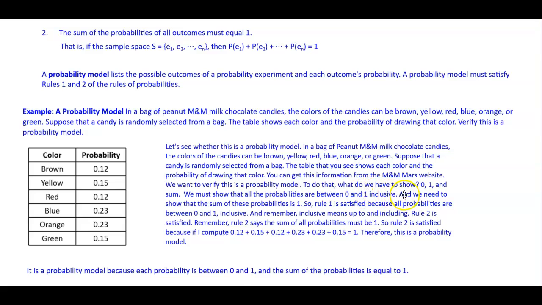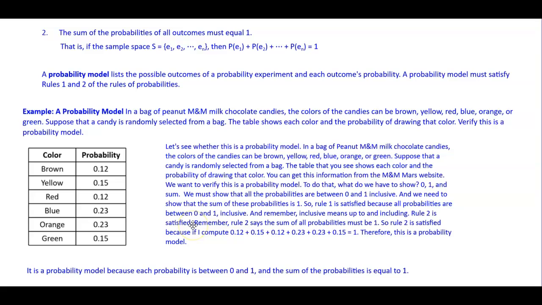To do that, what do we have to show? We must show that all the probabilities are between 0 and 1 inclusive. So if we look at the first probability, it's 0.12. That is in between 0 and 1. 0.15 is also in between 0 and 1. And if we look at the rest of the probabilities, they are all in between 0 and 1. So therefore, we can say that rule 1 is satisfied because all the probabilities are between 0 and 1 inclusive. And now remember that inclusive means up to and including 0 and 1.